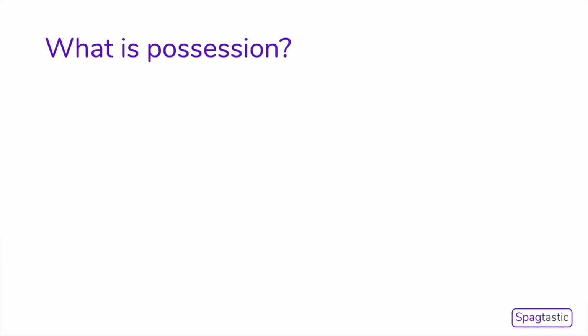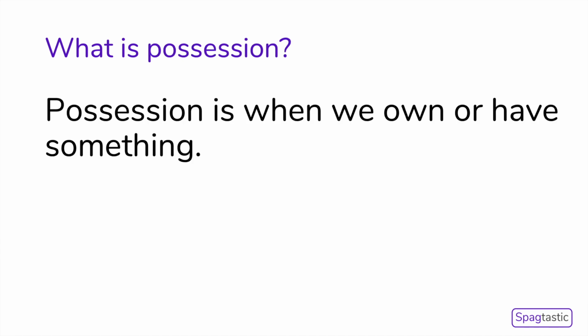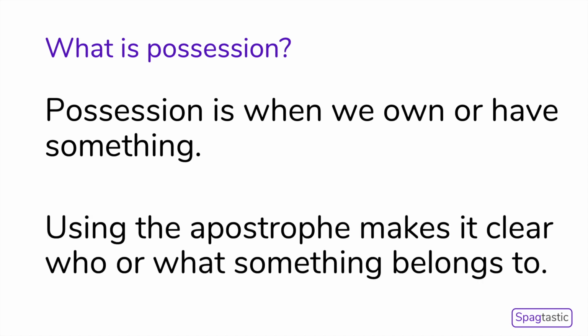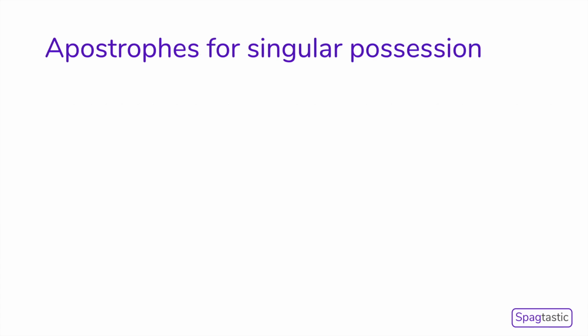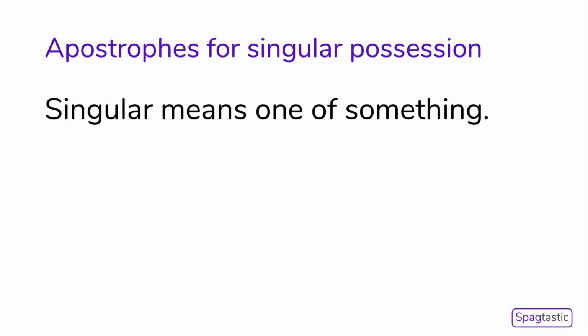What is possession? Possession is when we own or have something. Using the apostrophe makes it clear who or what something belongs to. We can use the apostrophe to show singular possession. Singular means there is one of something.